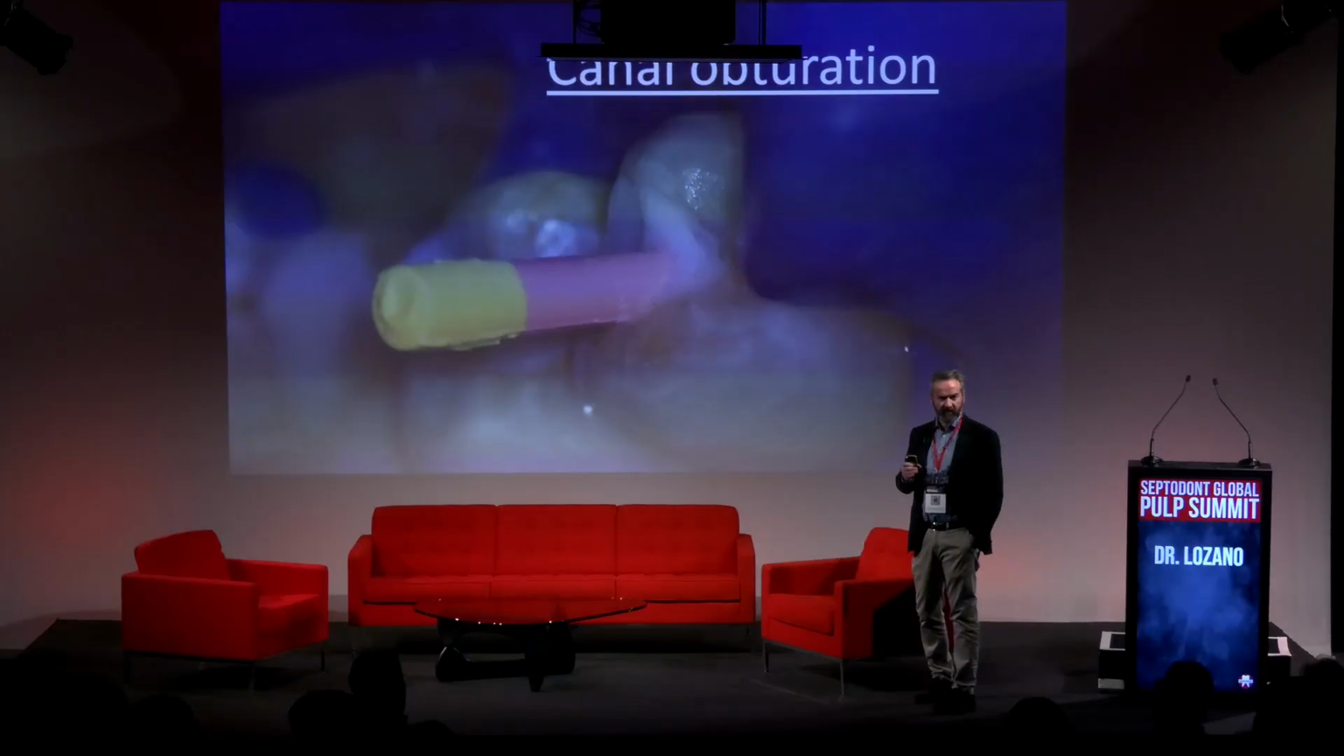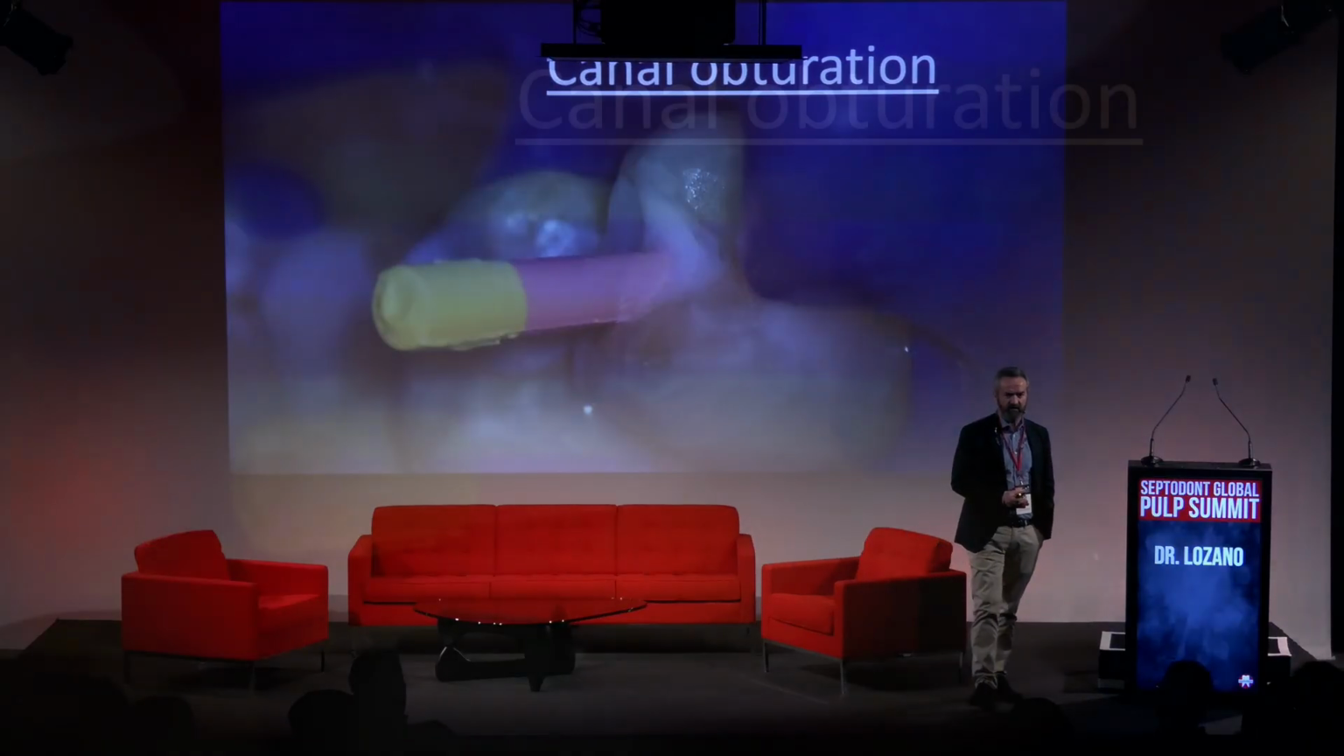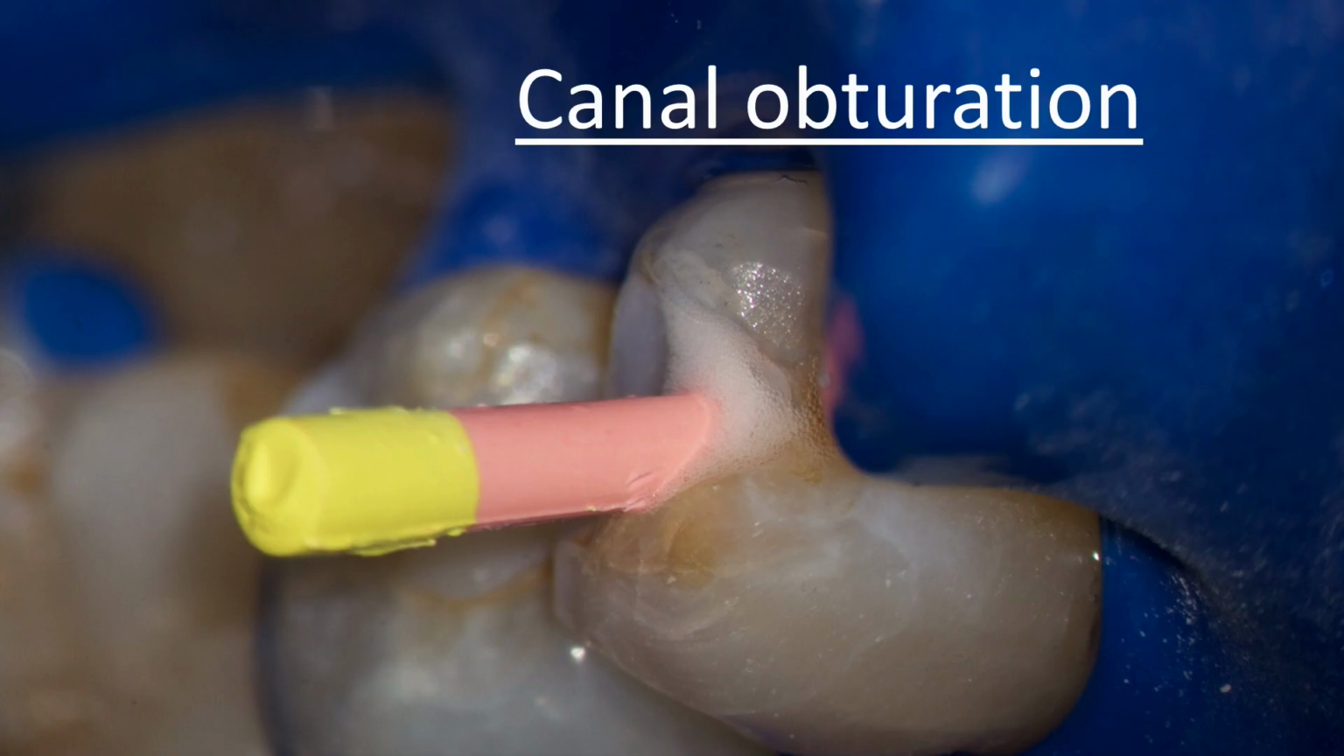And when we think about root treatments, we have 3 parts: cleaning, shaping, and canal obturation. And in the part of the canal obturation, we always think about guttapercha, but we need sealers to do our obturations.